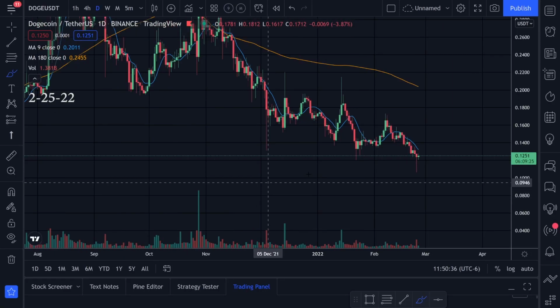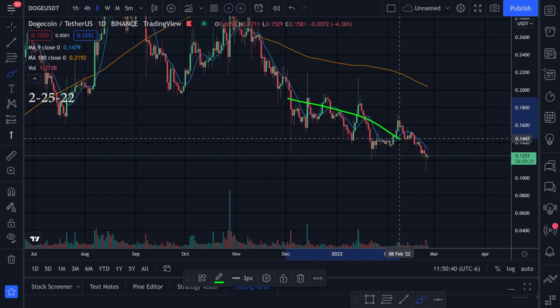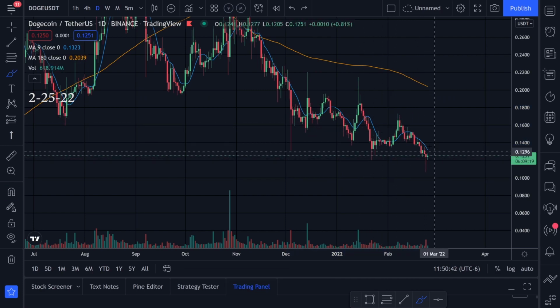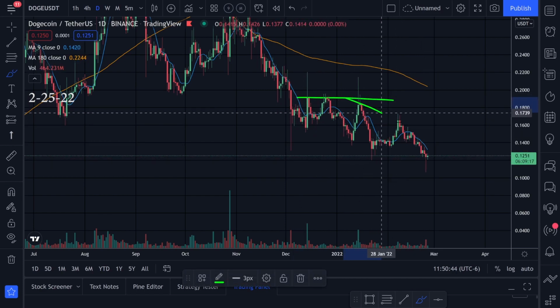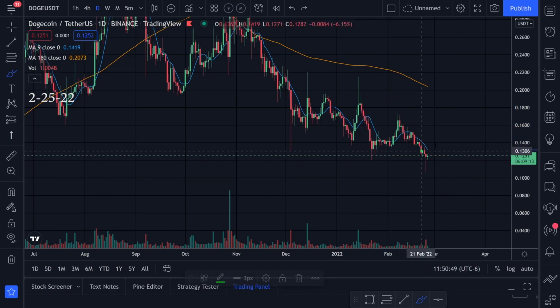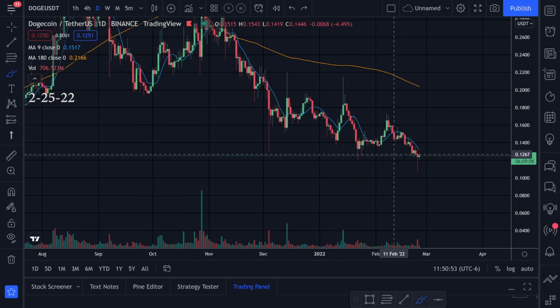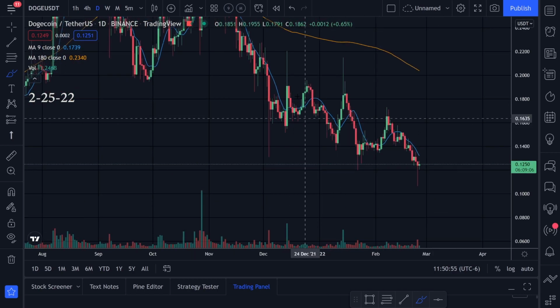Let's take a look at the chart action for Dogecoin. Okay, so in general, it seems like we're trending down, and I'm really just watching the resistance levels and some trend lines and the moving averages for signals. When we break these things, then we can get more bullish on the price. So let's go ahead and jump into the technical analysis, and I'll show you what I'm looking at.